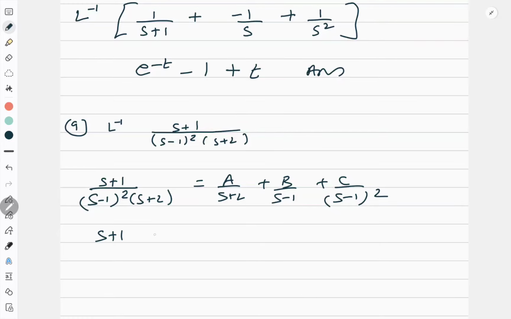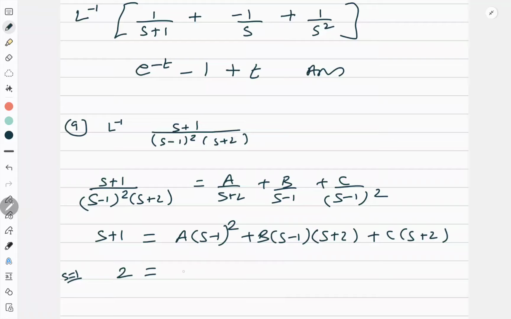Correct? So s plus 1 is equal to a(s minus 1) square plus b(s minus 1)(s plus 2) plus c(s plus 2). Now put s is equal to 1 first. So 2 is equal to, this will become 0, this will become 0, 3c. Implies c is equal to 2 by 3. Now put s is equal to minus 2. So minus 2 plus 1 is minus 1, equal to (minus 2 minus 1) is minus 3, minus 3 square is 9a. Now this will become 0, this will become 0. Implies a is equal to minus 1 by 9.